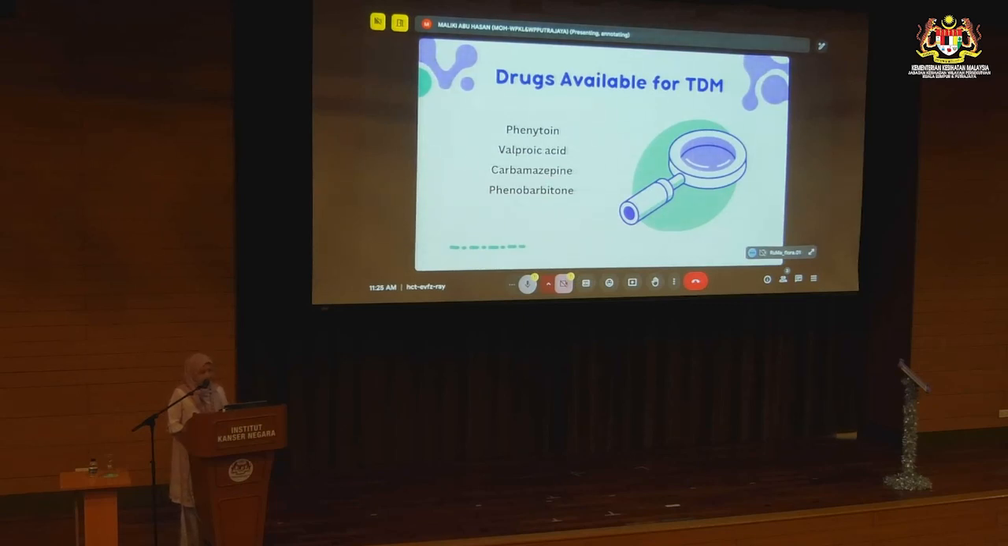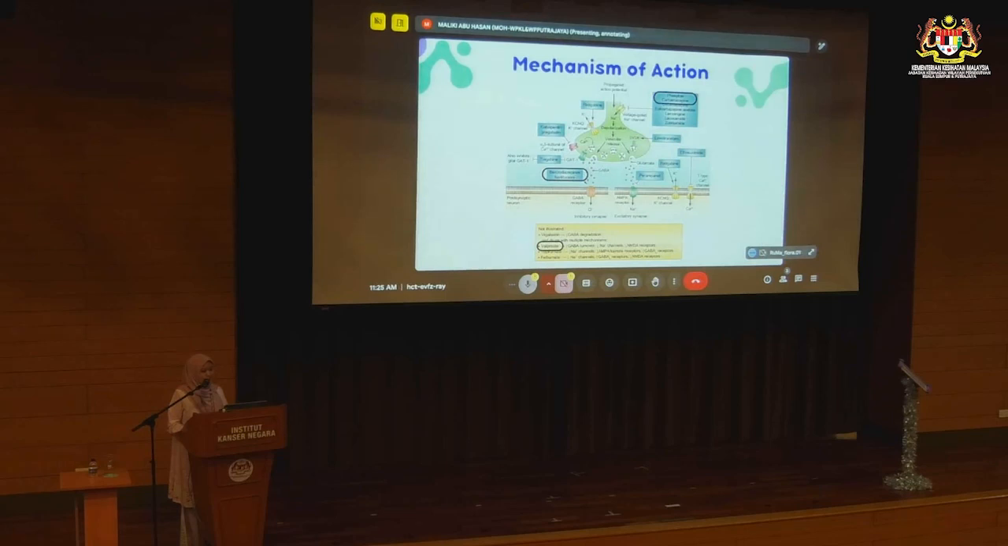Mechanism of action of the drugs. If you can see here, I'm not going to go into detail about this. There are a lot of overlaps between the MOA of the drugs. Phenytoin and carbamazepine share the voltage-gated sodium channel MOA, benzodiazepines and barbiturates are GABA receptor agonists, and you also have valproate over here.